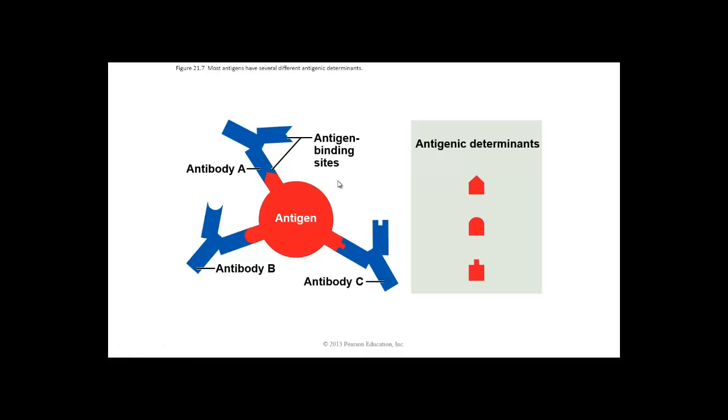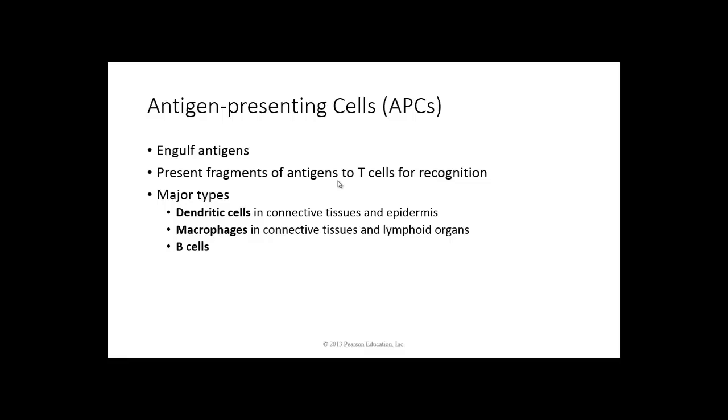So we have special cells called antigen-presenting cells. These cells are specific cells that present antigen for either killing or stimulating other cells to create antibodies against it. But either way, they present antigen for stimulation and attack by the immune system.